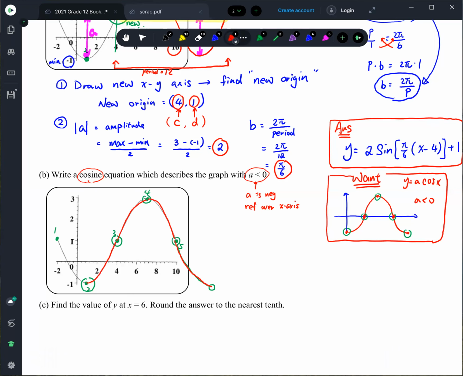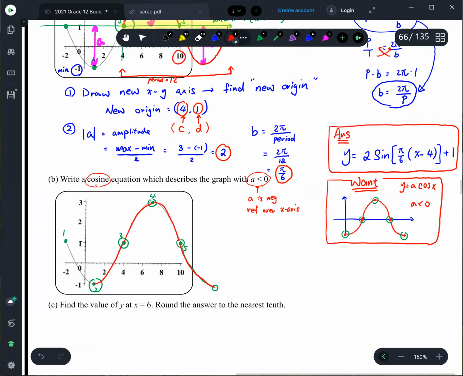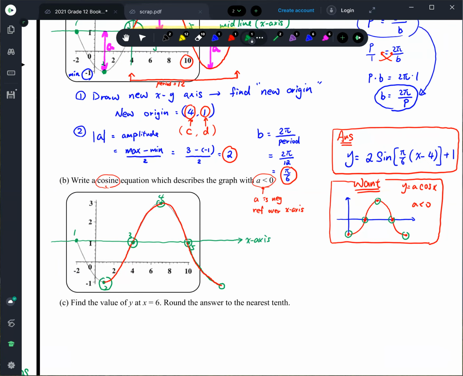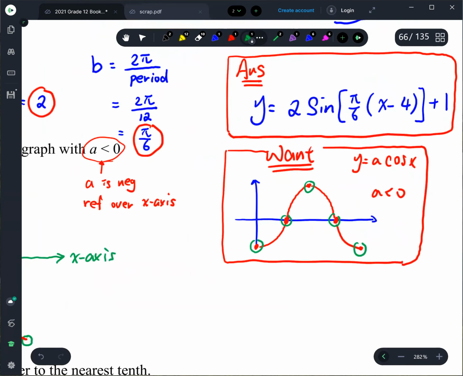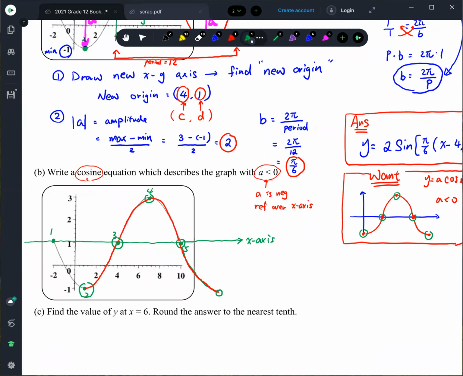Now we need to get the new origin. Look at step one: we wrote that step one is to draw the new x and y axis and find the new origin. So we draw the axes now. The x-axis is the midline, still the same place. The y-axis has to go through your starting point. Look at the graph that we want, the line goes through the middle. The y-axis has to pass through the starting point, so it has to be here.